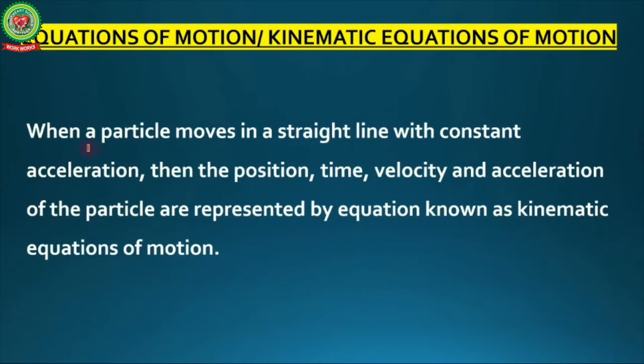So, equations of motion or kinematic equations of motion. Students, when a particle moves in a straight line with constant acceleration, then the position, time, velocity and acceleration of the particle are represented by equations known as kinematic equations of motion. So these are basically the equations which tell about the position, time, velocity and acceleration of a particle which is moving with constant acceleration. So let's discuss them one by one.